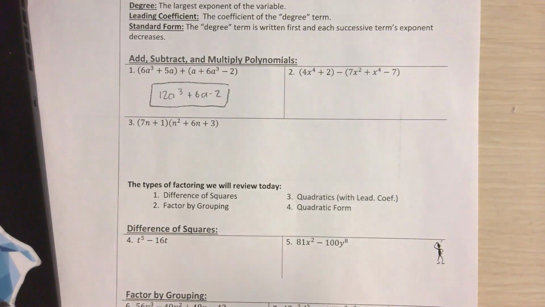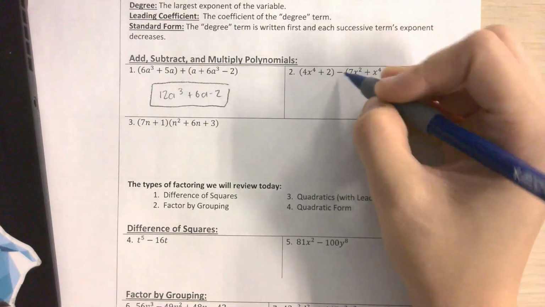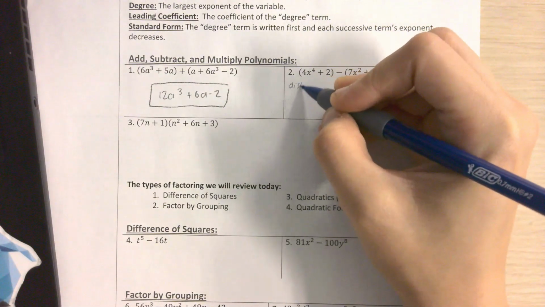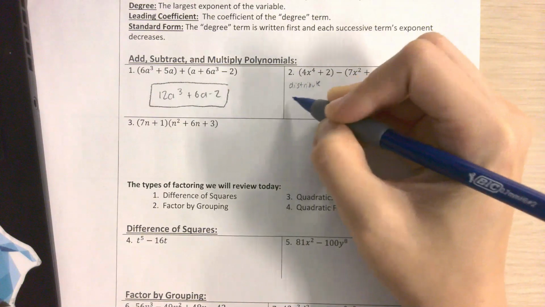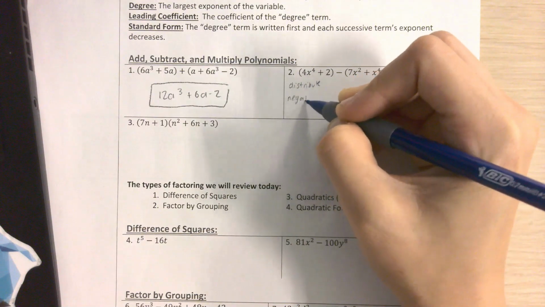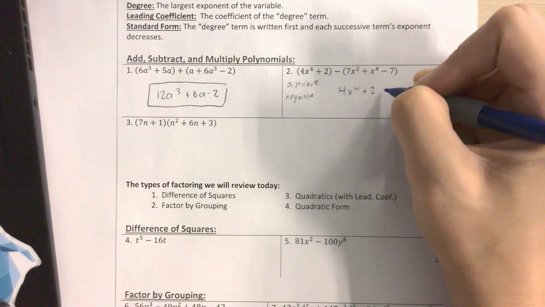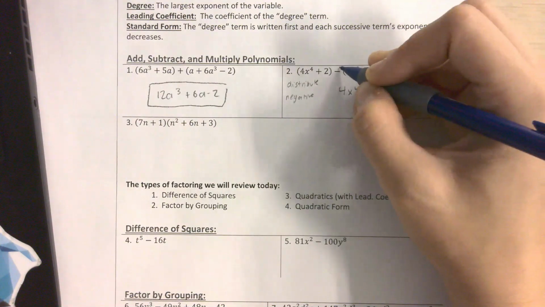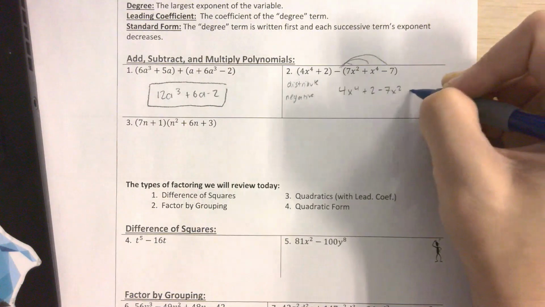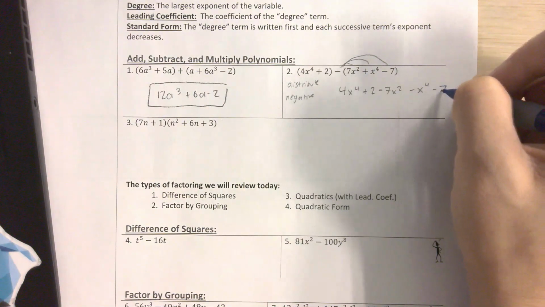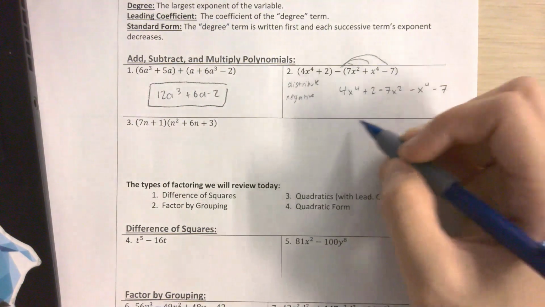Okay, so for this one we need to be careful because there's a negative, so we're going to distribute the negative. So we have 4x to the fourth plus 2 minus 7x squared, right? Minus x to the fourth minus 7. And then we're going to combine like terms.